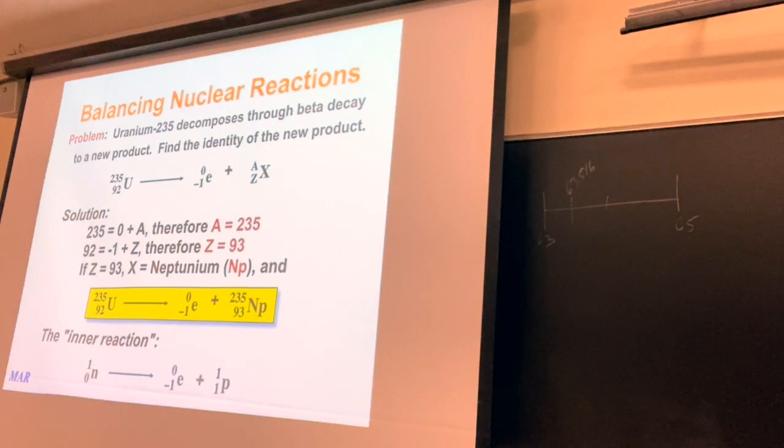But if you're curious, one of the uranium's neutrons is actually breaking down. It's breaking down into a proton, which stays in the neptunium. That's why the lower number went up, and a beta particle is emitted in the process.